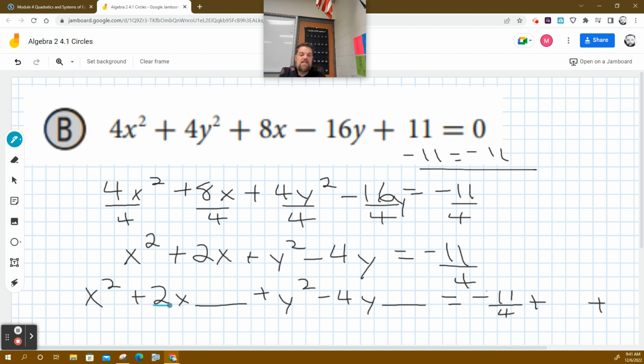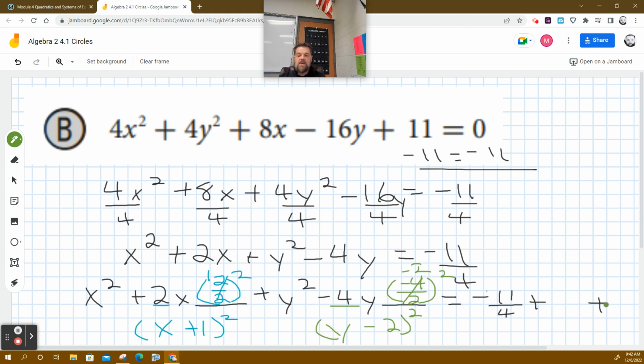Well, remember, to complete the square, I take this number, divide it by 2, and square it. What's 2 divided by 2 become? 1. Now that means that this will become x plus 1 squared. Okay? Let's do the y's now. Over here, I'm going to add negative 4, right? I take this number, divide it by 2, and I square it. What is negative 4 divided by 2? Negative 2, right? And then that means that this is going to be y minus 2 squared.